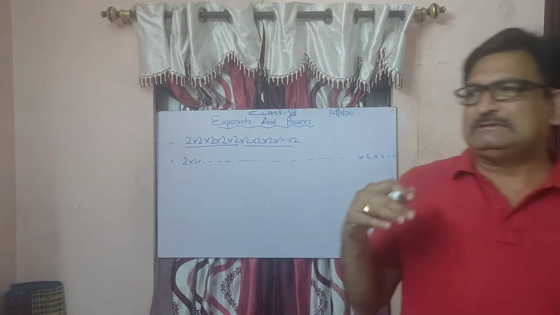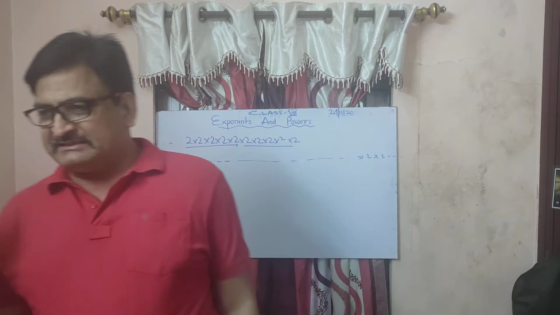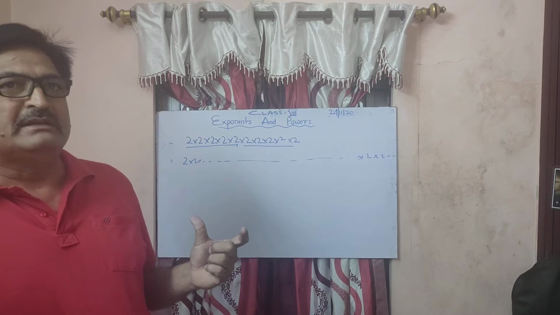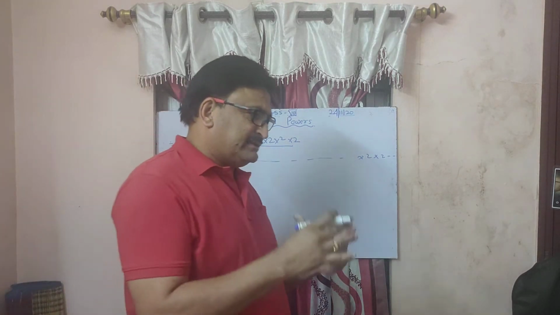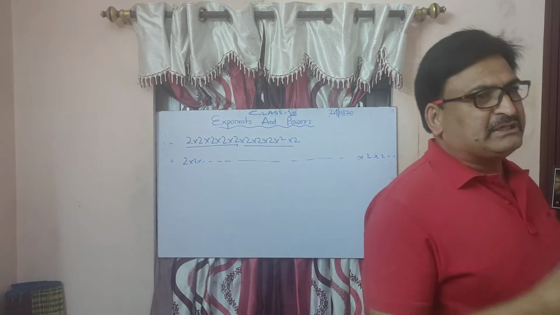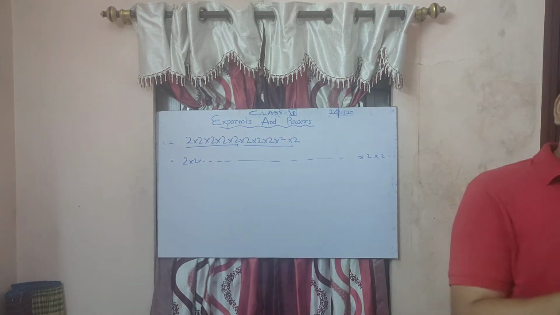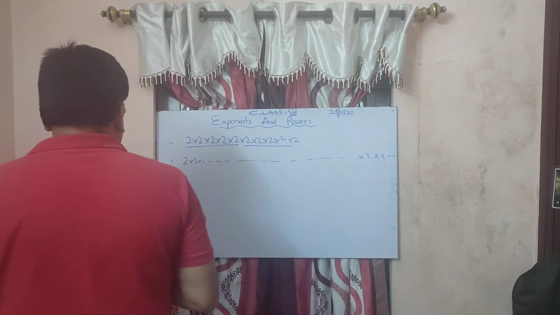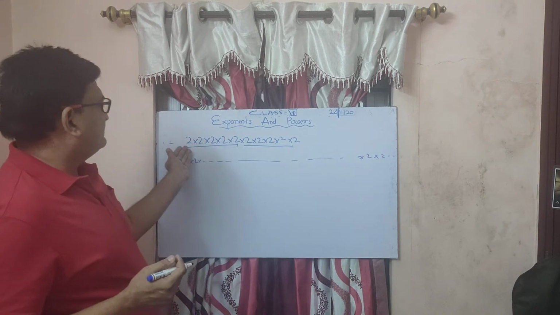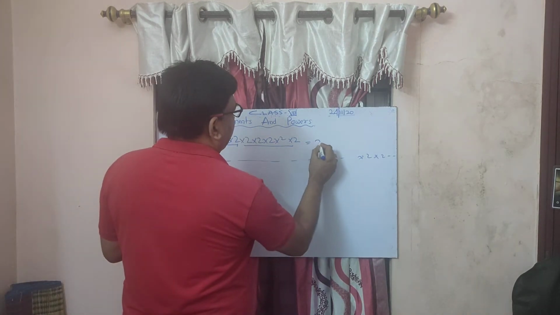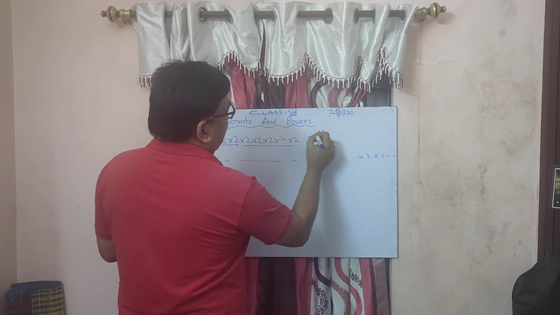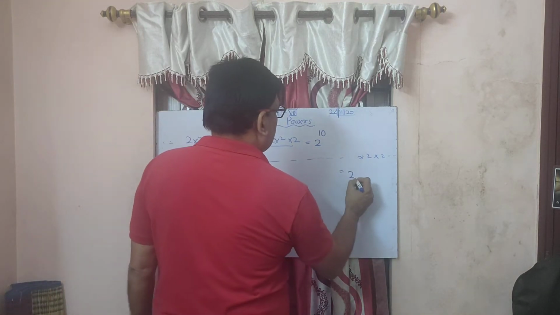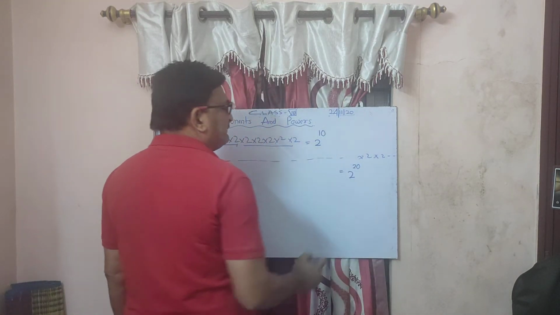So what is mathematics teaching us? Mathematics teaches us to make things simpler. Think positively. Think correctly. Think easily. Think mathematically. So 2 multiplied 10 times can be written as 2 to the power 10. If it is 20 times, you can write 2 to the power 20.